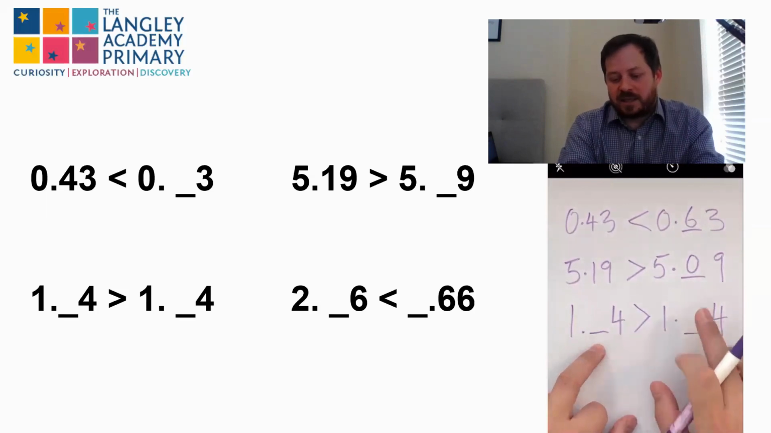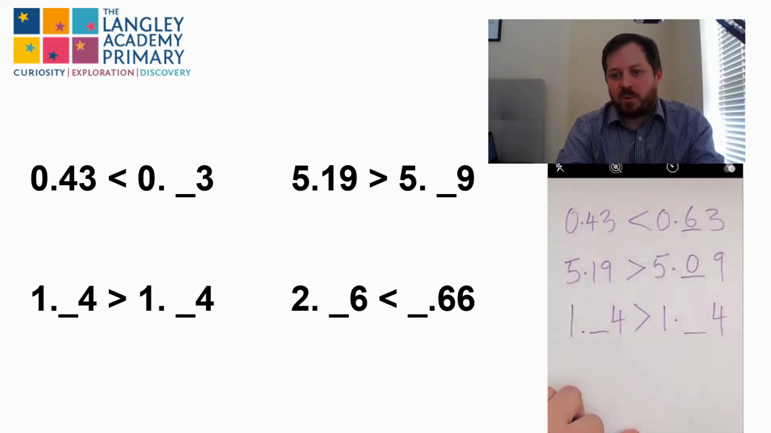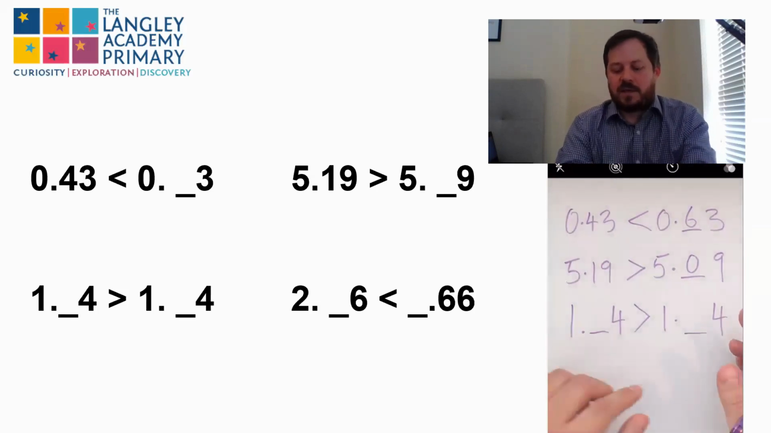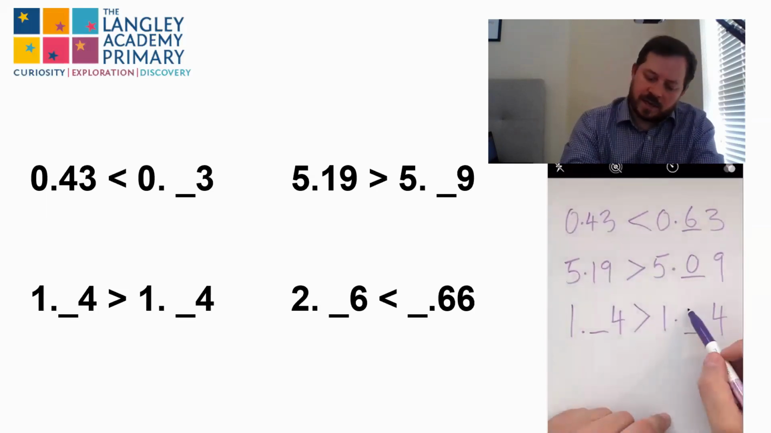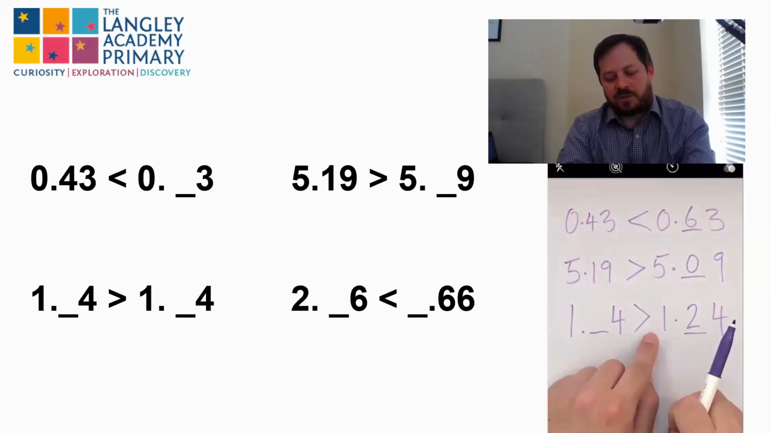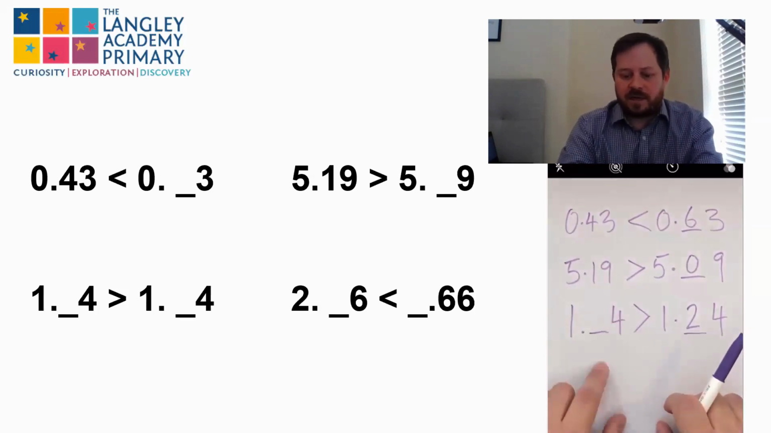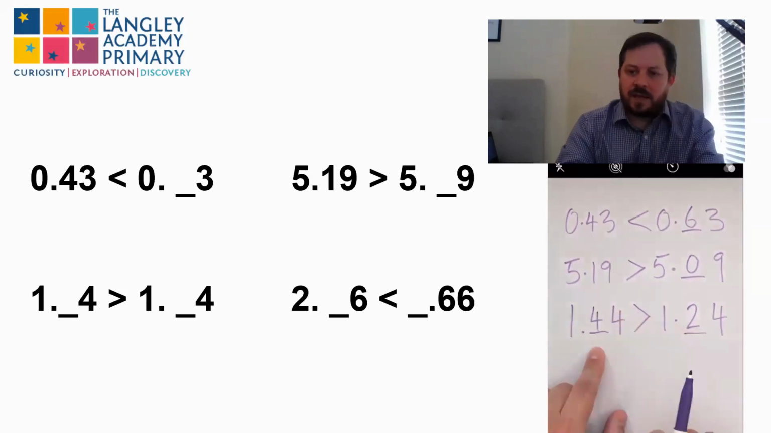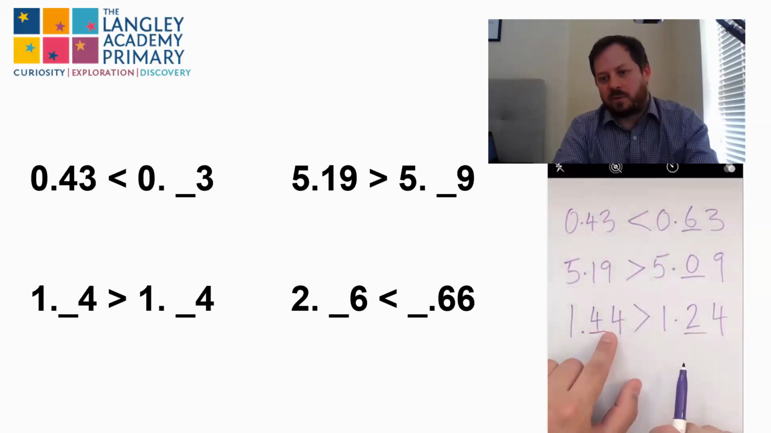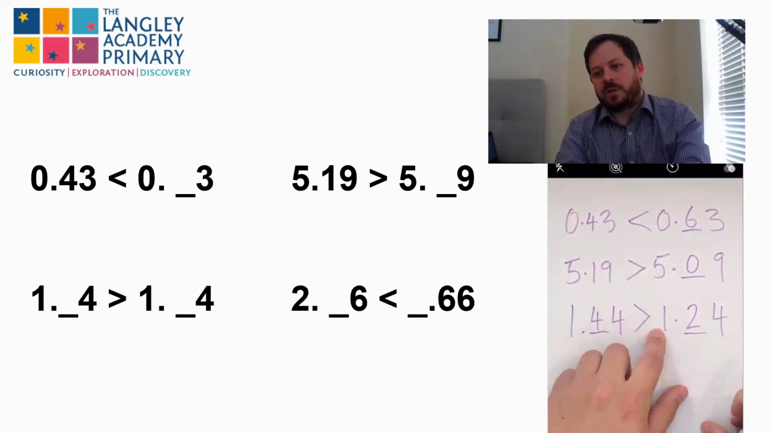As long as this digit on this side is smaller than the digit on this side, our answer is going to be correct. So for example, if we put a 2 in here, we just need to make sure this number here is bigger than it, it's on the larger side. So if I put a 4 in there, I've got 1.44 is greater than 1.24.